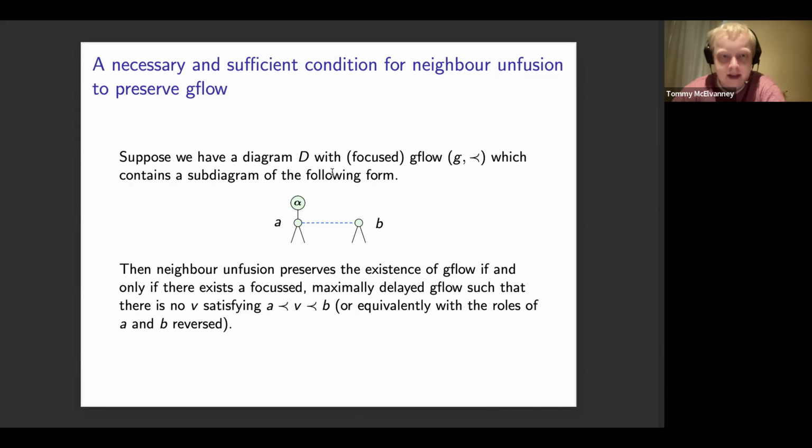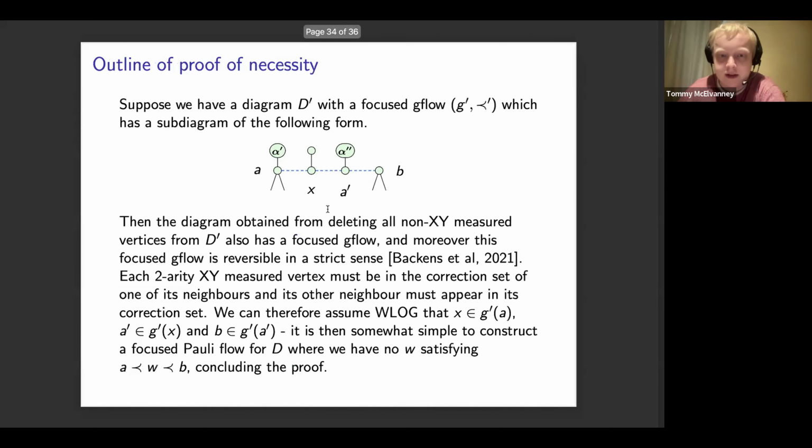So that's for the necessity proof, and then the sufficiency proof is just a very complicated Pauli assignment of a flow, knowing that there's no V coming between them. We can always construct a flow for this.